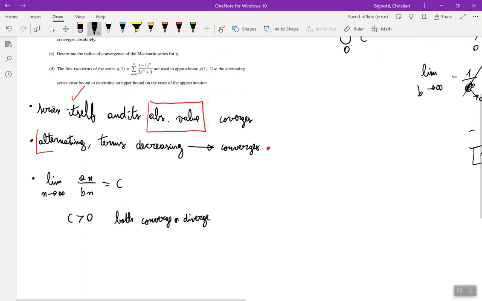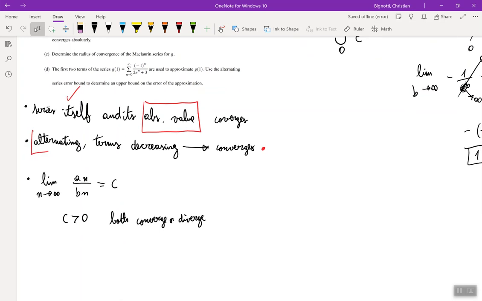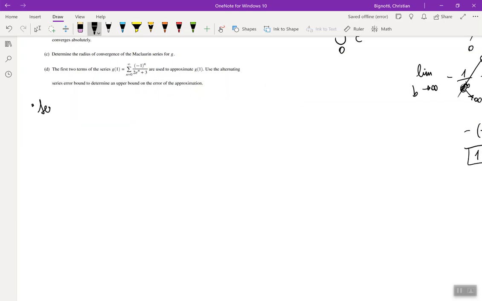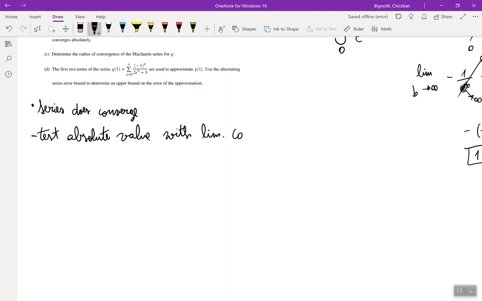So just to write this down, we can erase all this. I'm going to say series does converge, test absolute value with limit comparison. And that is what we're going to do now.